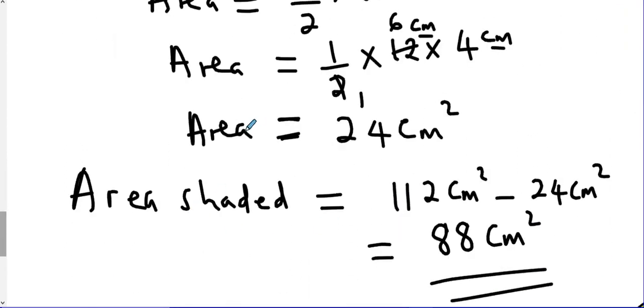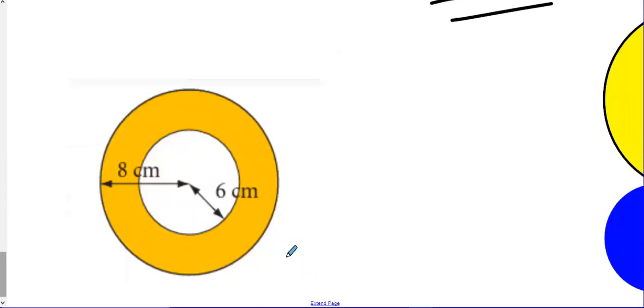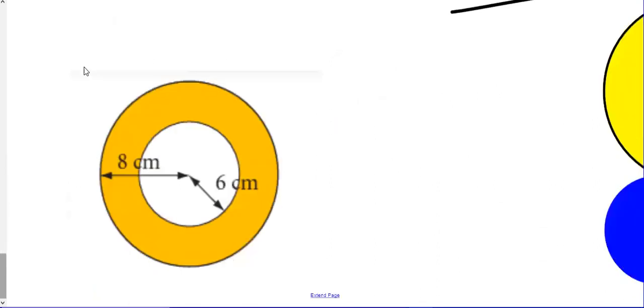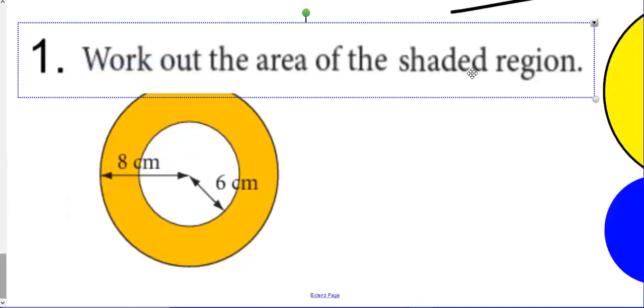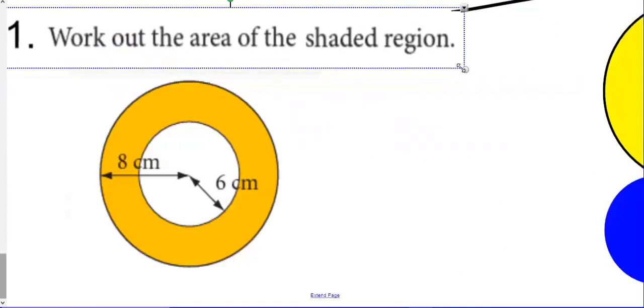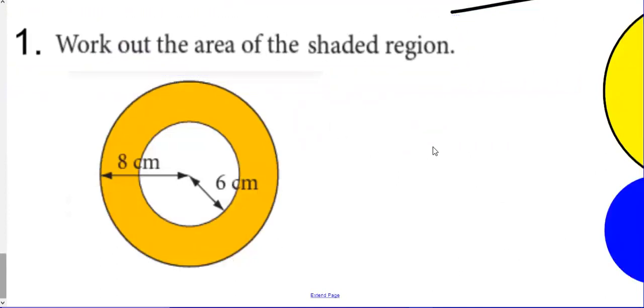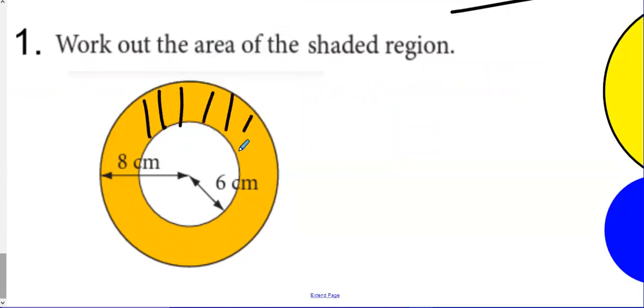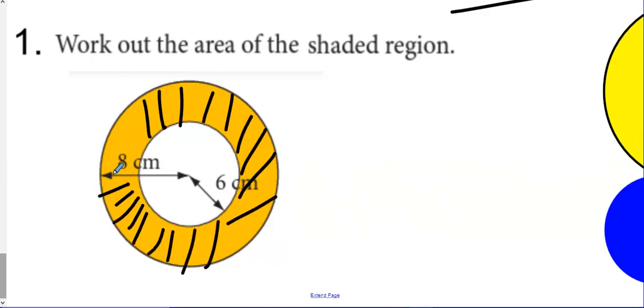Okay. Now let me see if I have got another question. Yeah, here we go. We are still talking about finding the area shaded. Can you see the area shaded? Work out the area of the shaded region. The area shaded is this part over here. Can you see this area? This is the area they want you to work out. Find the area shaded. Now, how do we find the area shaded?